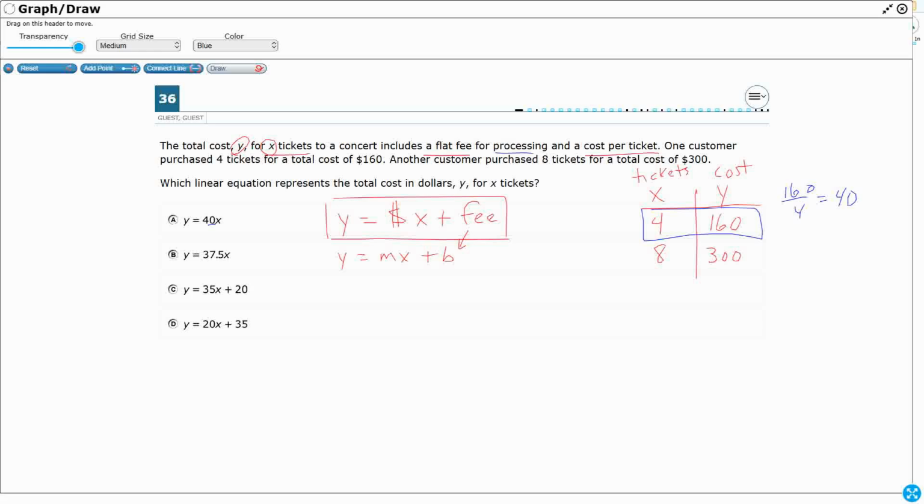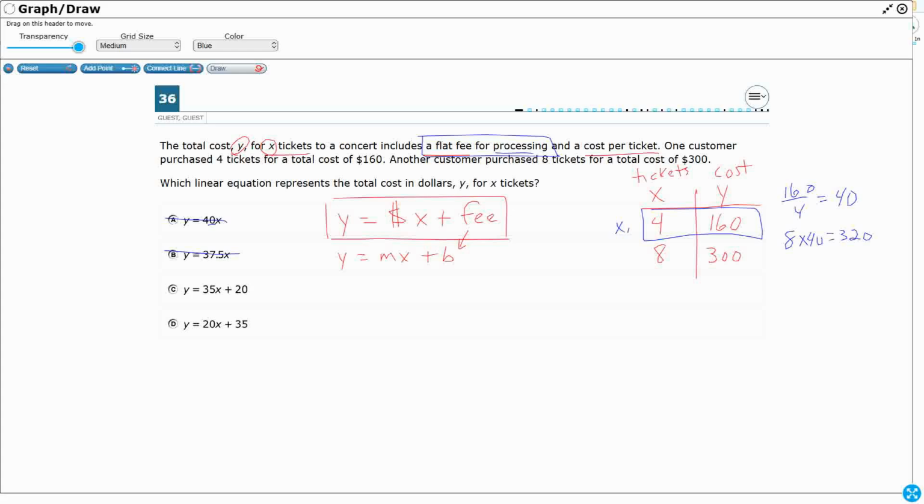And if you did $40 a ticket, well, then that's not going to work for the second row, is it? It's going to be 320. See, it doesn't work. So we need to get rid of that answer selection. We need to get rid of this answer selection. That's what would work for that second row because neither of them include that flat processing fee. So let's find our rate of change first because take a look at what we've got.